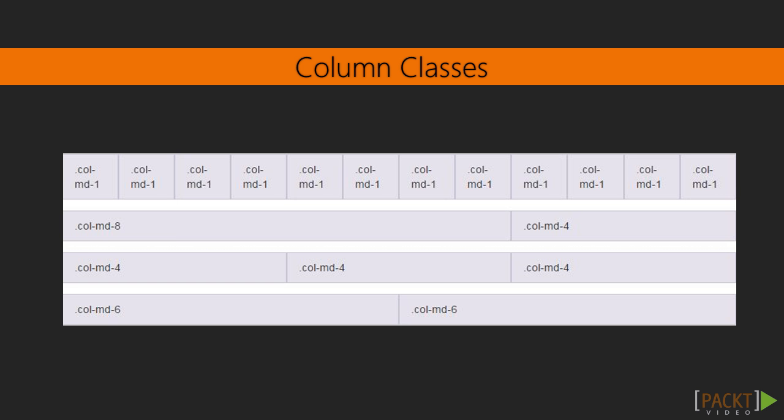Let's see this in action, how we can divide our row into multiple fragments according to the column classes. For example, column medium 8 is covering 8 columns of the medium screen, and similarly, column large 8 covering 8 columns in the large screen. So, based on different devices and screen sizes, we are using these different classes. Let's see this in action.